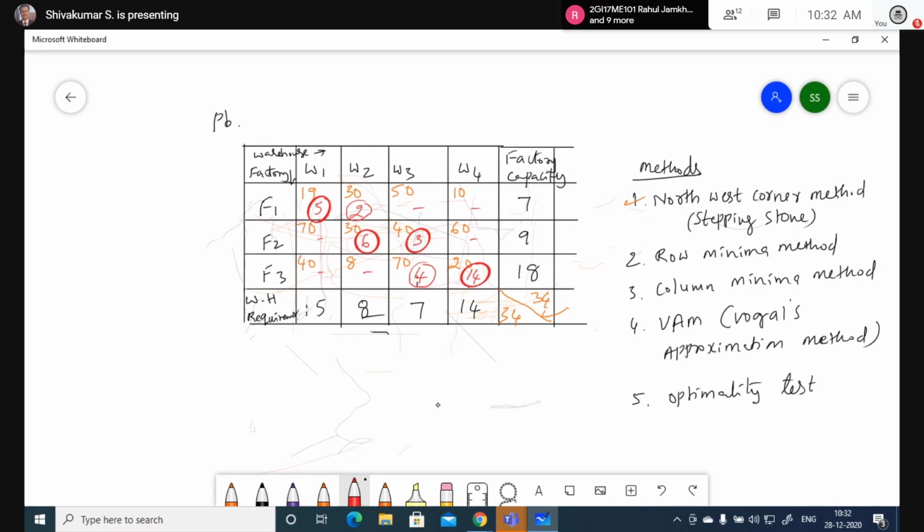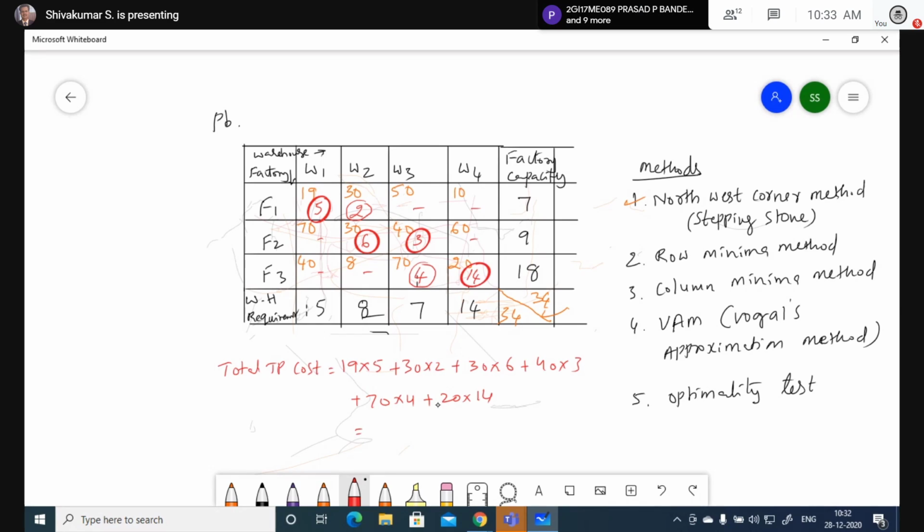Now you have to find the total transportation cost, the TP cost. That is equal to: 19 is the transportation cost, and you can allocate 5 only, plus 30 into 2, plus 30 into 6, plus 40 into 3, plus 70 into 4, plus 20 into 14. This is the total transportation cost using the northwest corner method.